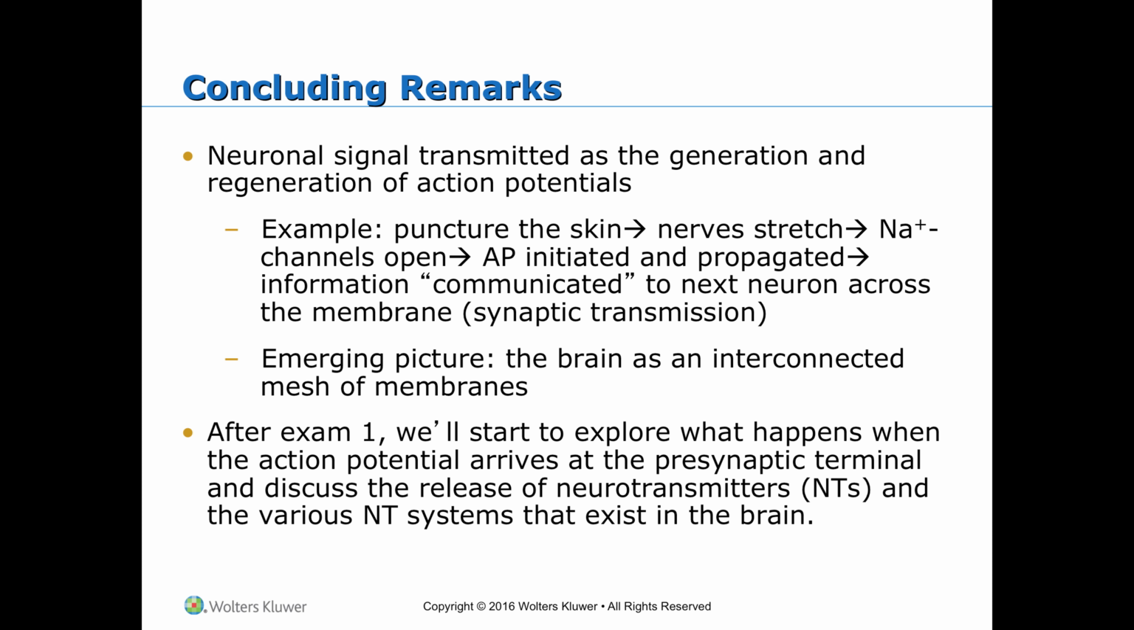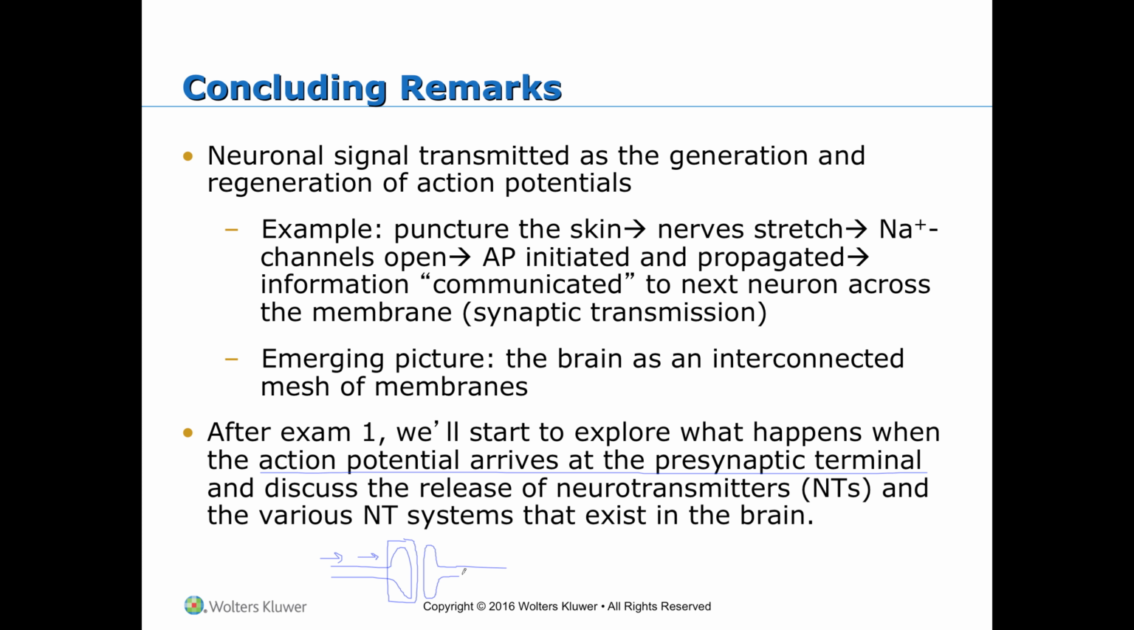One emerging picture that you should be getting at this point is that the brain is an interconnected mesh of membranes, where an action potential in one is an electrical signal, which will then be converted to a chemical signal, which can then communicate with a postsynaptic membrane or a postsynaptic cell. After exam 1, we're going to start to explore what happens when the action potential arrives at the presynaptic terminal. We've talked about the action potential and how it travels down the neuron, but what actually happens when it gets to the end of the neuron? And what happens when we have a connection to another cell?